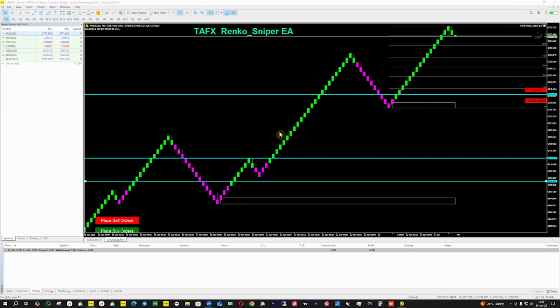So I do believe that that is a proper introduction of our TFX Sniper 2025 EA, the Renko EA, the only Renko EA. So don't expect another Renko EA. This is the only Renko EA that we will have forever. So don't expect another. We are going to work only with Renko Sniper. No more, no less. So guys, that is the Renko Sniper.